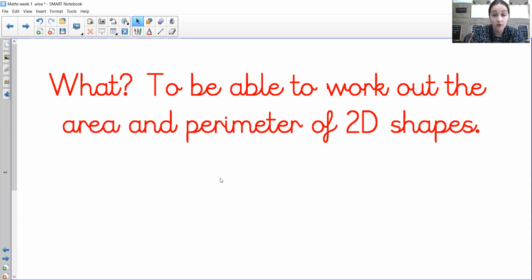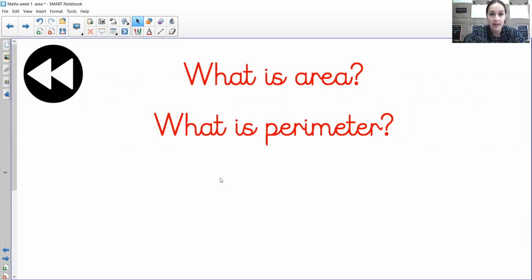So make sure that you are looking for clues in the questions, like, is it a square? If it's a square, all the sides are the same length. Is it a rectangle? If it's a rectangle, then you know the two top ones would be the same length and the two side ones would be the same length. Okay, is there a clue in the question where actually they've already told you the area and you need to work it out?